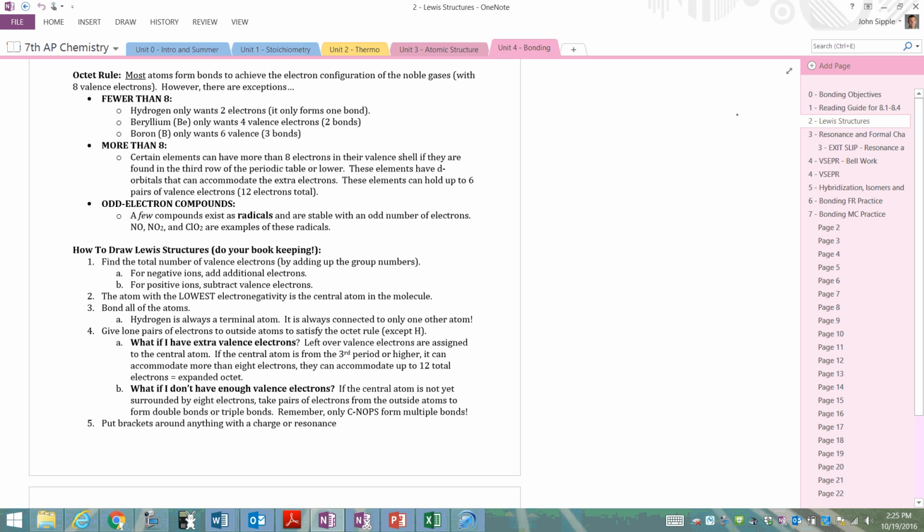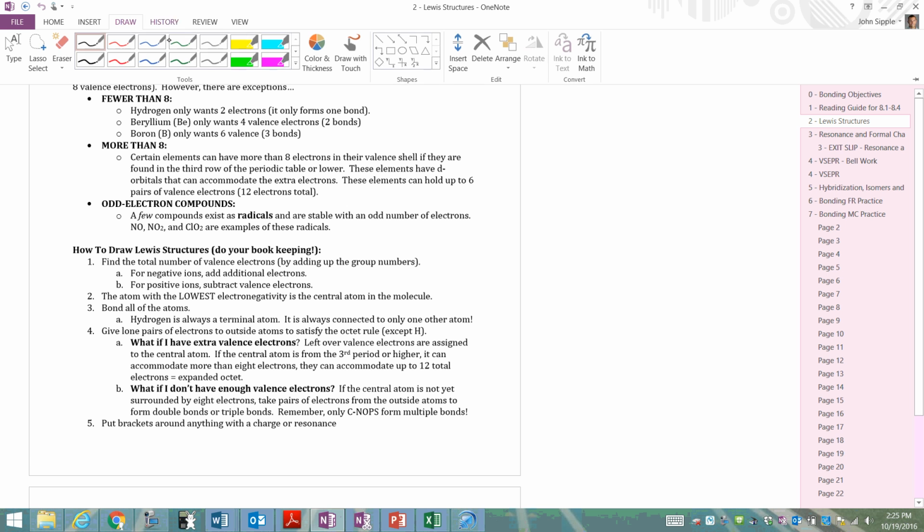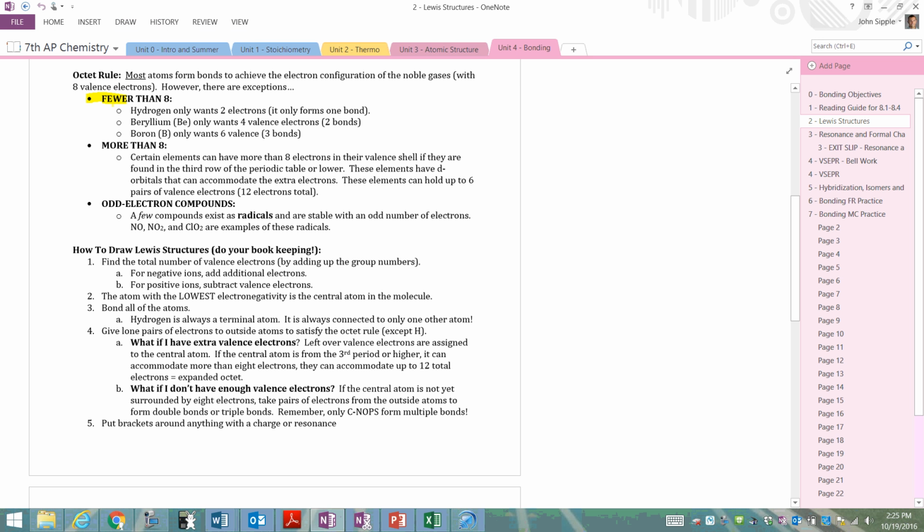So obviously, the top two on the periodic table are one of those exceptions, right? Hydrogen and helium. They only want two. Okay, they only want 2 valence electrons, and they're happy. Okay, so they fit in that category of fewer than 8 valence electrons, right?